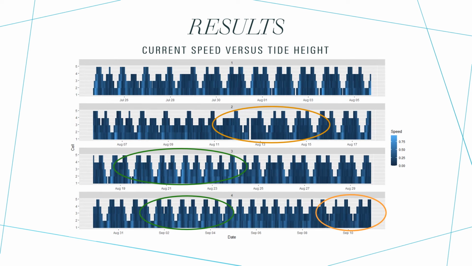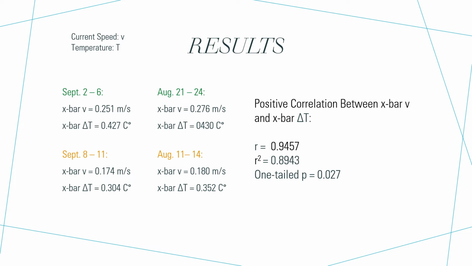Returning to the previous figure, the green regions correspond with time frames during which the current speeds are high, and the yellow regions correspond with time frames during which current speeds are slow. The mean current speeds during the time frames referenced previously were compared with the corresponding mean change in temperature, and a positive correlation was supported with a p-value of 0.027.